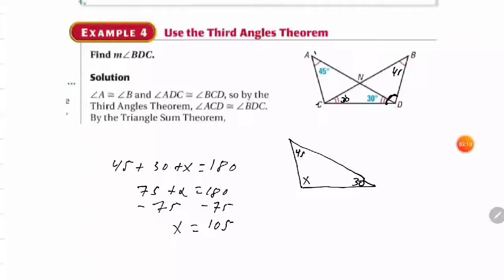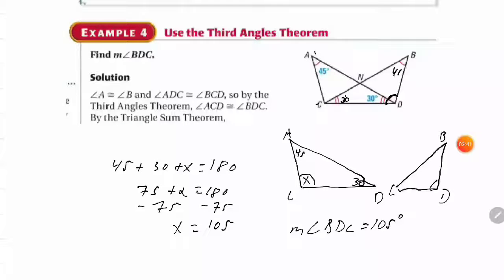Angle ACD. And from our third angles theorem, if I drew this correctly, which I didn't, angle BDC is the same as angle ACD. So that means the measure of angle BDC is equal to 105 degrees.